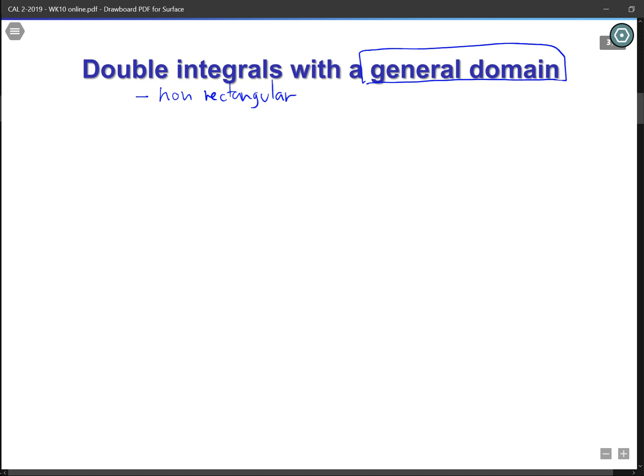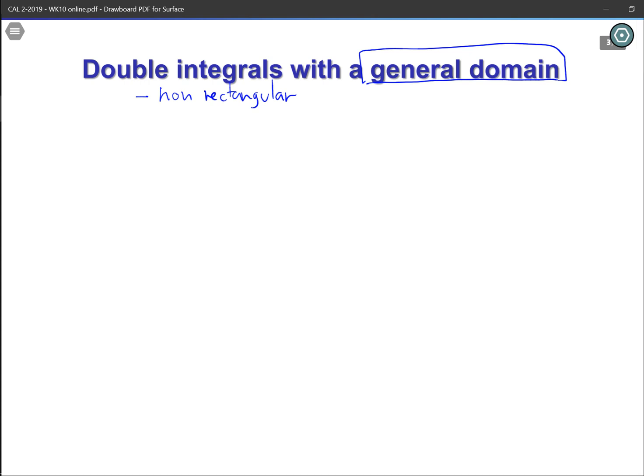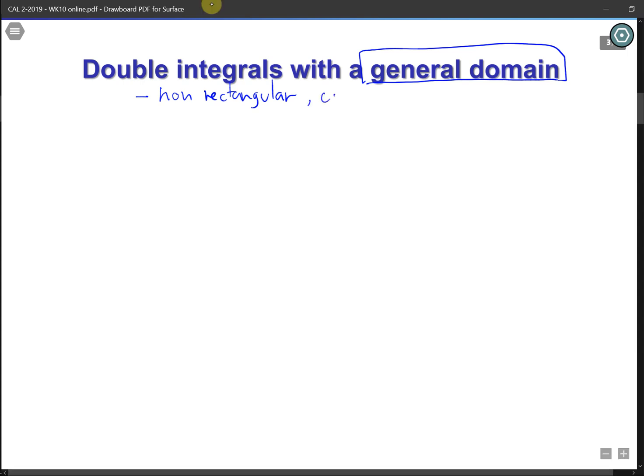So you expect something to be curvy, you expect it to be irregular. Curvy, and irregular.